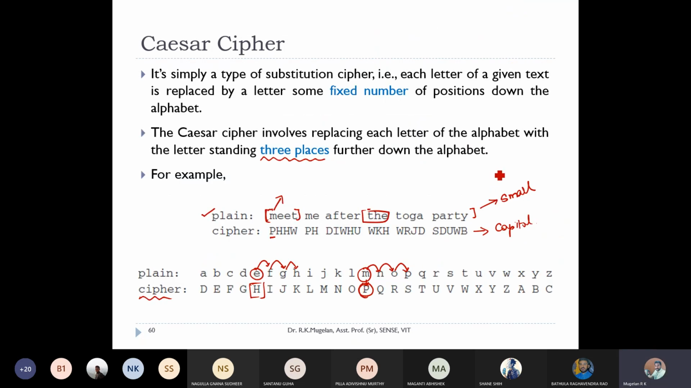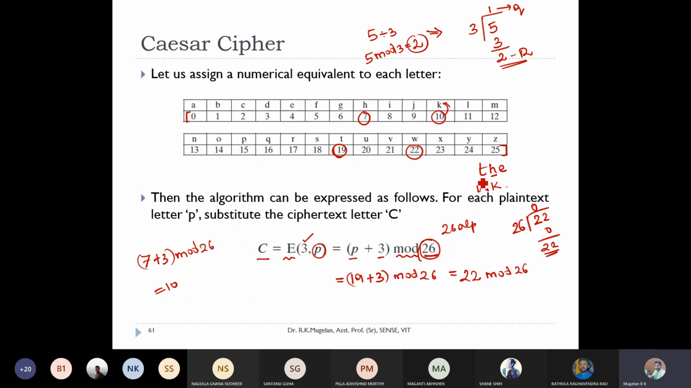For example, assume that we are going with Y. The position is 24. So Y's position is 24 here. Right. So if I go with 24 plus 3 mod 26, why are we performing this modulo here? For 24 plus 3, I'll be getting 27. I don't have any alphabet beyond 25.